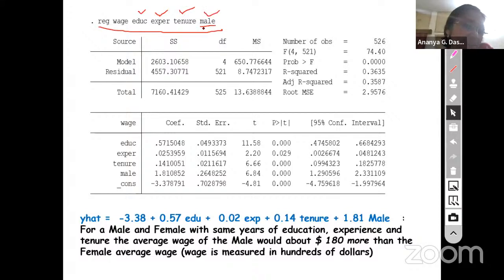So male is a dummy variable. Now, so far I've been talking about how you interpret the coefficient of education, how you interpret the coefficient of experience, and so on, holding other things constant. Now my focus is that given that the dummy variable is a special kind of variable, a 0-1 variable, is there any difference in how we interpret the coefficient of the dummy? What does the coefficient of the dummy represent? Is there anything different about the way we interpret it?